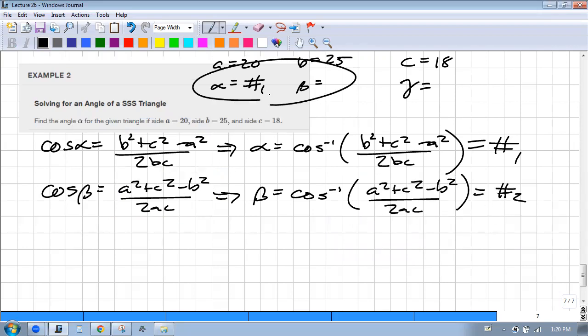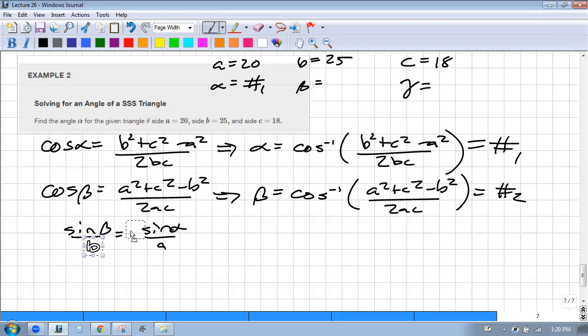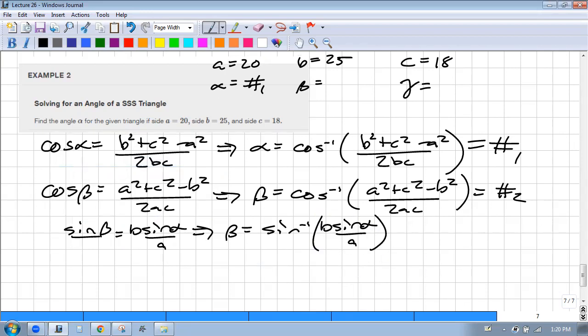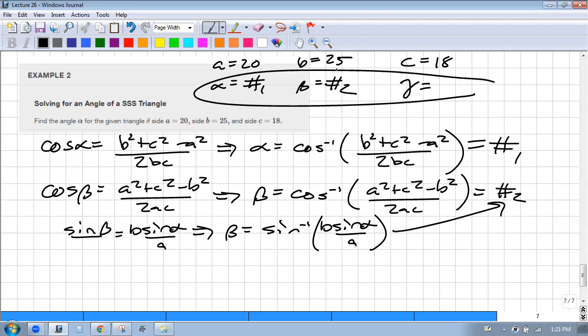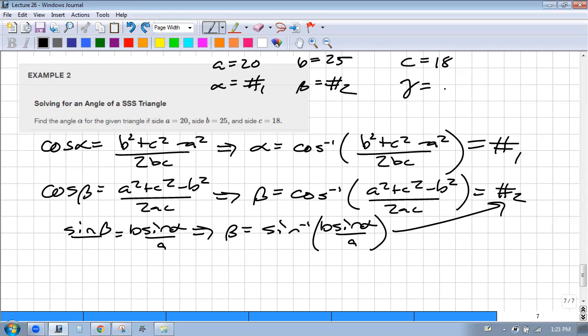So you could get beta that way. Or you could use the law of sines here. You could say, well, sine beta over b equals sine alpha over a. Bring my b over. So beta is sine inverse of this stuff. You're going to get the same answer. You can use whichever one you're more comfortable with, because we have four pieces of information, and that'll give you this. At this point, these add up to 180 degrees, so you know what gamma is.